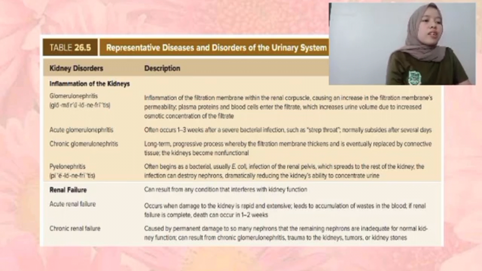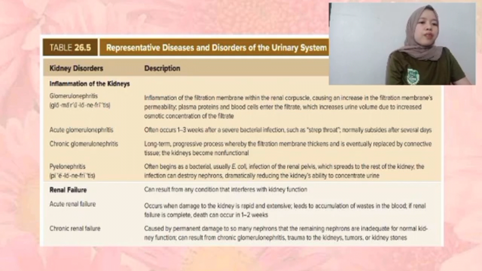pyelonephritis. It often begins as a bacterial, usually E. coli, infection of the renal pelvis, which spreads to the rest of the kidney. The infection can destroy nephrons, dramatically reducing the kidney's ability to concentrate urine.